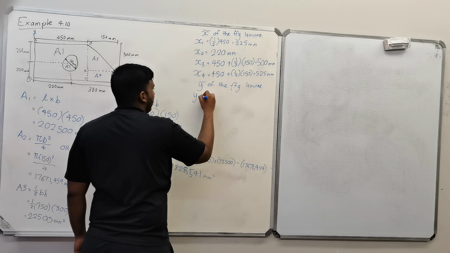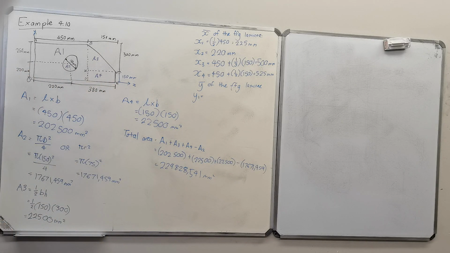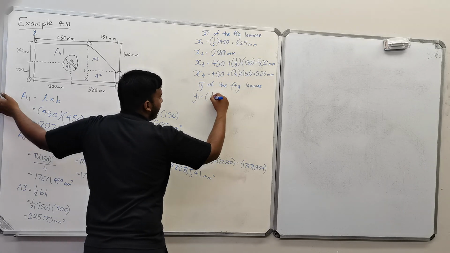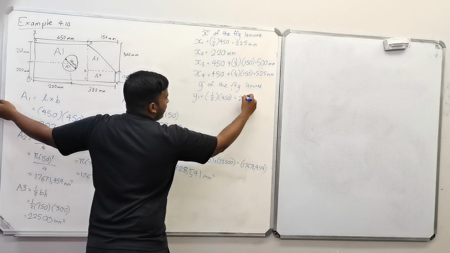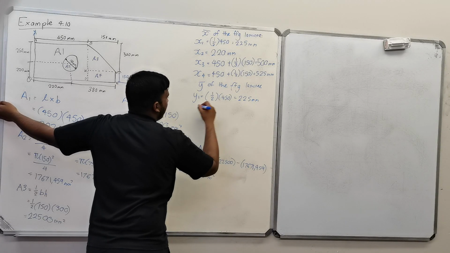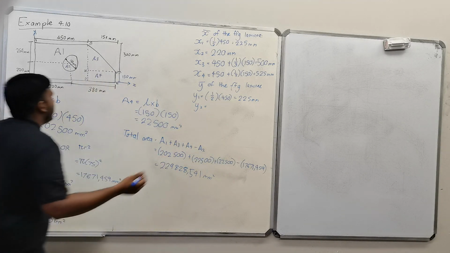Okay, so y is half of the height. This is a rectangle, so it will just be half of the height. The full height is 450, so it will be half of 450, which is 450 divided by 2. What would that be?